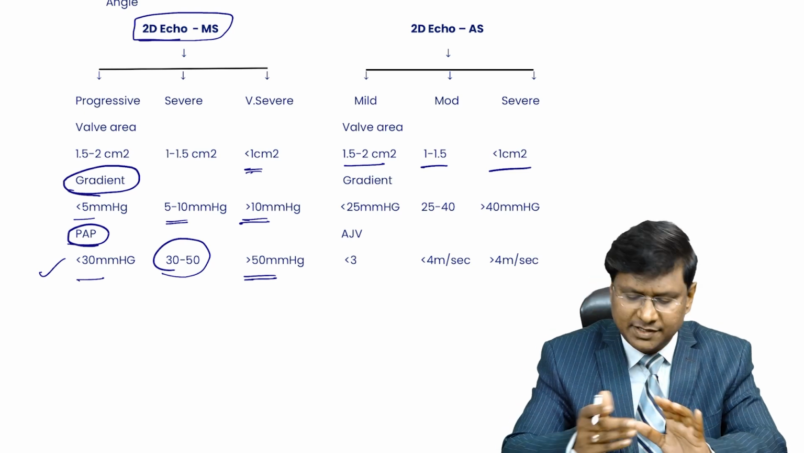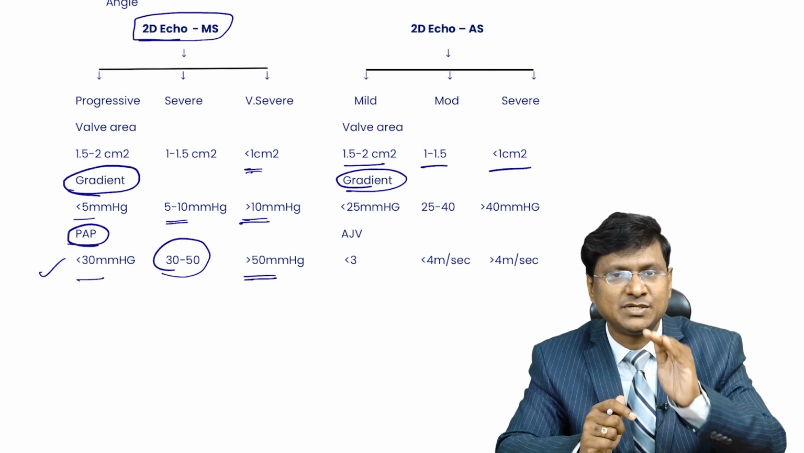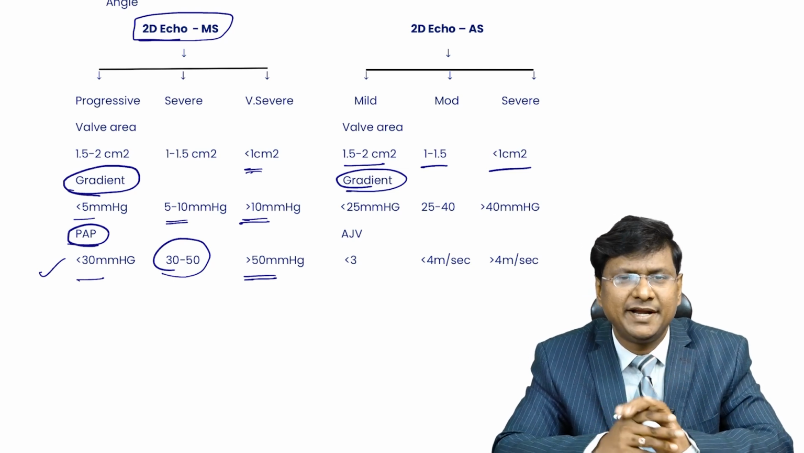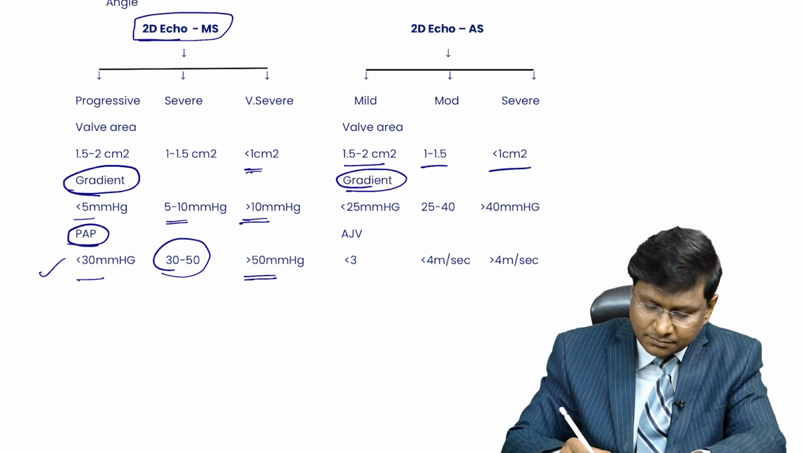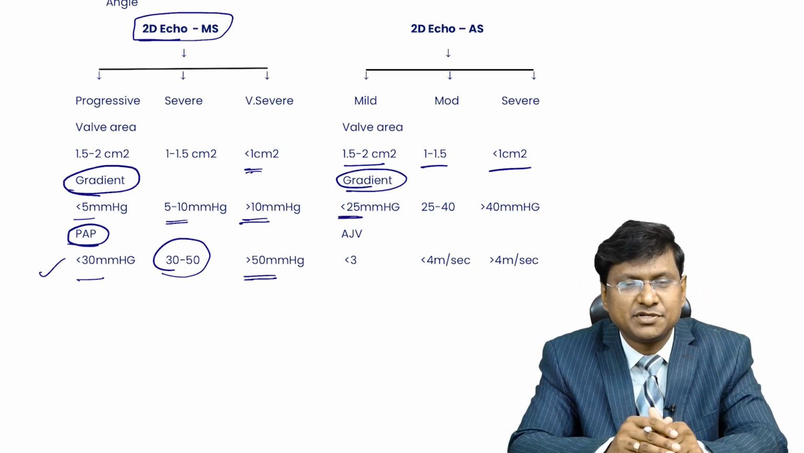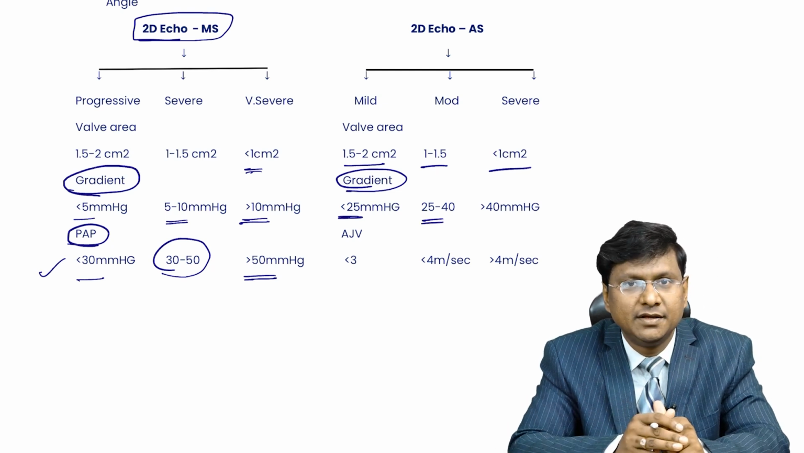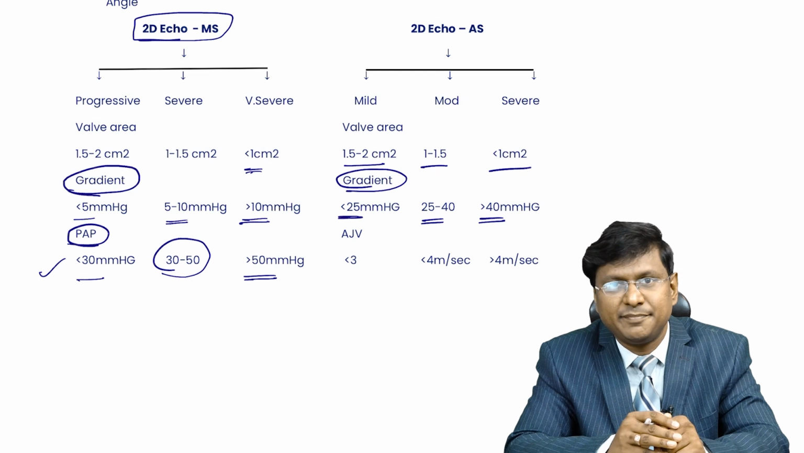The next important thing that you will be able to make out is the gradient. Normal gradient between the LV and the aorta is less than 5 millimeters of mercury, but in AS, the minimum gradient should be around 10 millimeters of mercury. In mild AS, the gradient should be less than 25 millimeters of mercury, whereas in moderate AS, the gradient should be around 25 to 40. Whereas in severe AS, the gradient will be more than 40 millimeters of mercury.